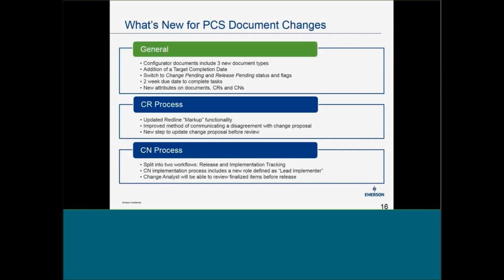So going into more detail, I will start with what's new in general. Our configurator documents include 3 new document types. There's a new target completion date on CRs and CNs. We've switched to a change pending and a release pending status and flag. We have a new 2-week due date to complete tasks in CRs and CNs. And there are new attributes on documents, CR objects, and CN objects.